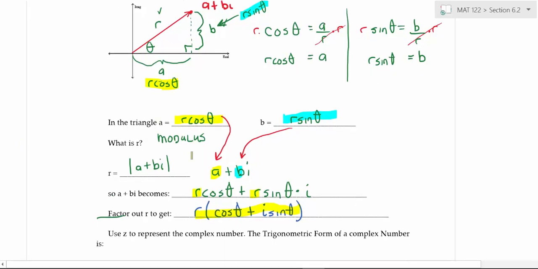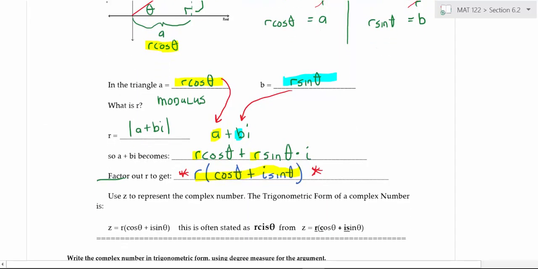So that's what I showed you how to develop, this thing right here. That's called the trigonometric form of a complex number. We generally say z is equal to r times cosine theta plus i sine theta. One way you can remember this is r cis theta. That's just sort of a mnemonic device, really, is all it is.